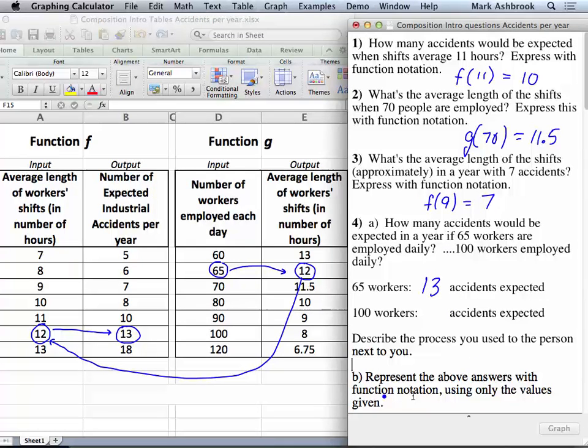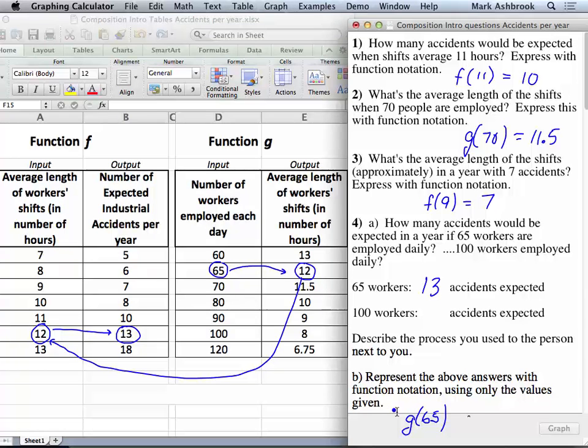So let's go right down here to B. How can we represent that process with function notation? So what's first, Patrick? What's first? The first thing is the output of G. Okay, and how do we express the output of G? G of 65. So this is what we did first, right? And then you say the f of G of 65.